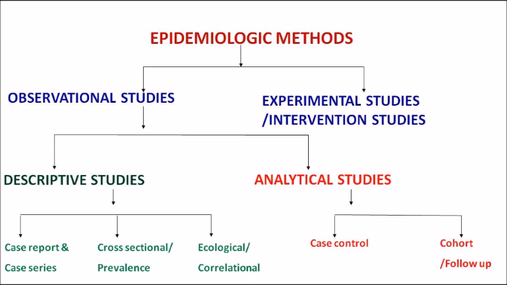Next we have ecological or correlational studies. Here we have population as the subunit. We are studying the patterns of a disease at the national or international level, considering a whole nation. So the subunit is the population. That is the difference between correlational and cross sectional. Now you understand what a case report is, what a cross sectional study is, and what correlational or ecological studies are. So that comes under descriptive.